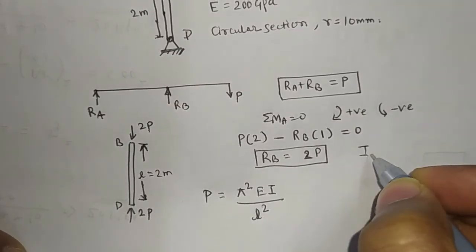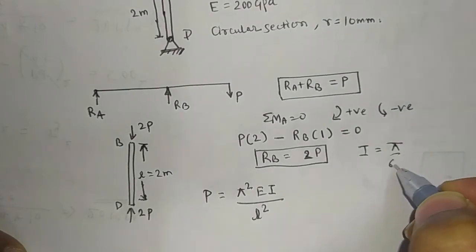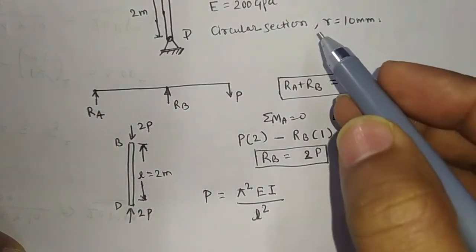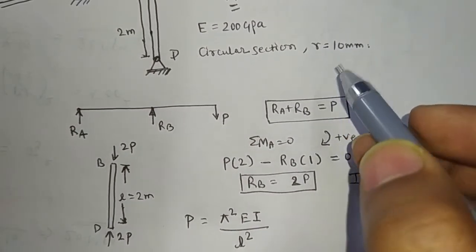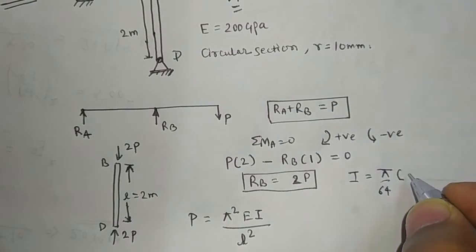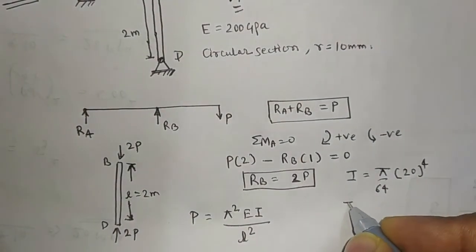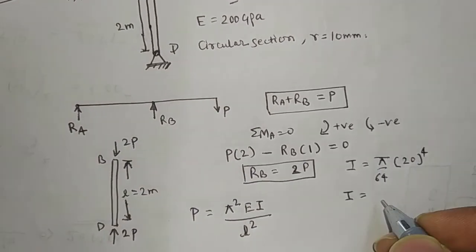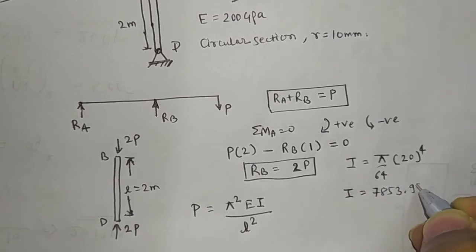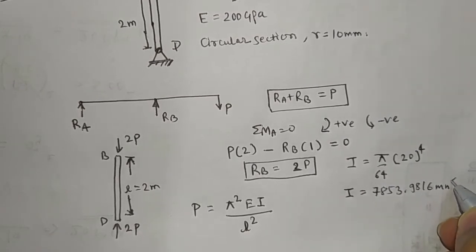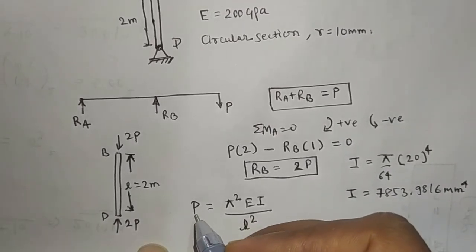and the value of I for a circular cross section will be equal to pi by 64 into diameter to the power 4. Radius is 10 mm, so diameter will be 20 to the power 4. So I will be equal to 7853.9816 millimeter power 4. This is the Euler buckling load.